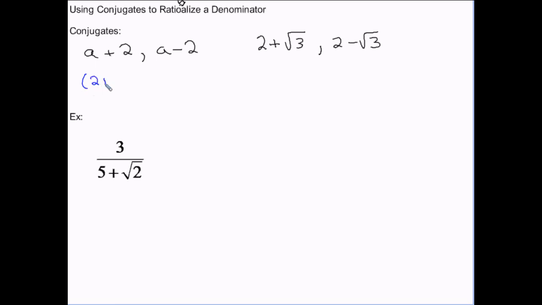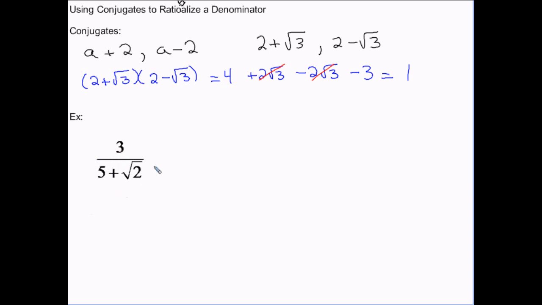using FOIL, the square root is going to go away. So if I FOIL this out, I get 4 for the 2 times 2, and then I get plus 2 times the square root of 3 minus 2 times the square root of 3. First, outside and inside, and then last, I'll get minus 3 because the square roots will cancel each other out. Well, that makes these cancel out, and I end up with a single number, no more radicals.